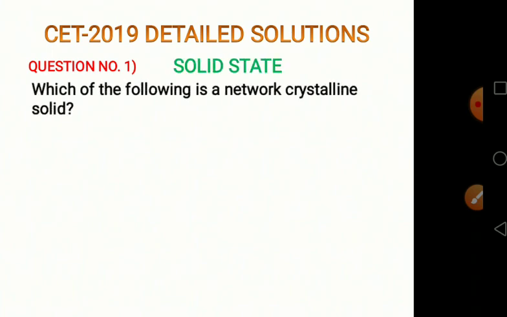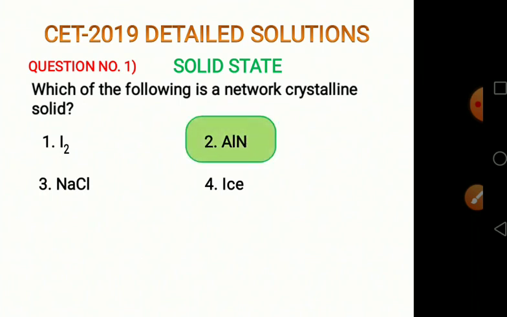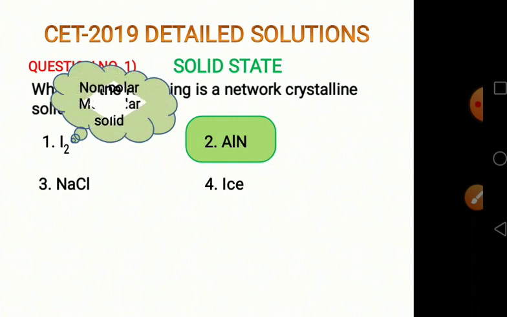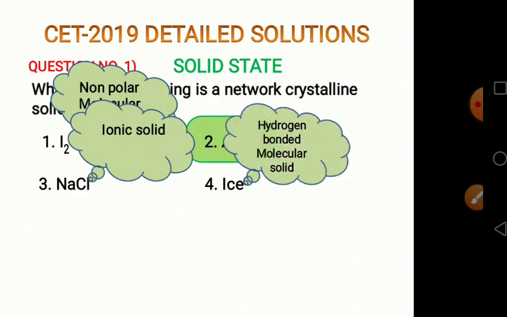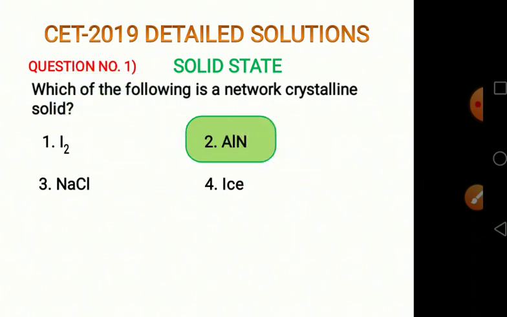Which of the following is a network crystalline solid? It was the question asked. So here the options given are I2, AlN, NaCl, ice. Which is the answer? AlN, because I2 comes under non-polar molecular solid, NaCl is ionic solid, ice is hydrogen bonded molecular solid. Hence the network crystalline solid is aluminum nitride.